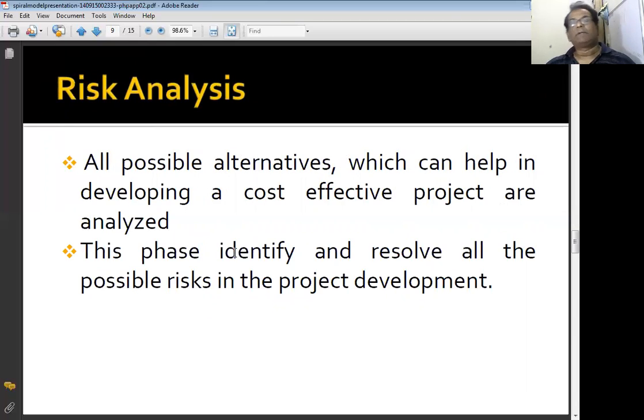Risk analysis is one more part which makes it possible to analyze the possibility of errors. Wherever you find errors, you should immediately start correcting them. So the possibility of risk immediately reduces, and you always come into the profitable part. This phase identifies and resolves all possible risks in the project development.